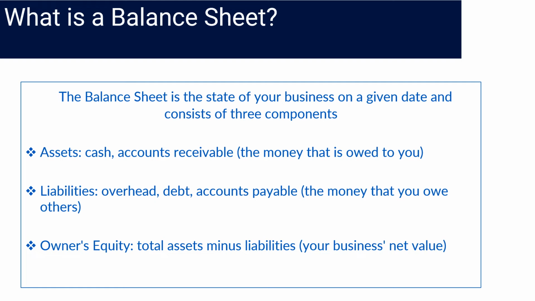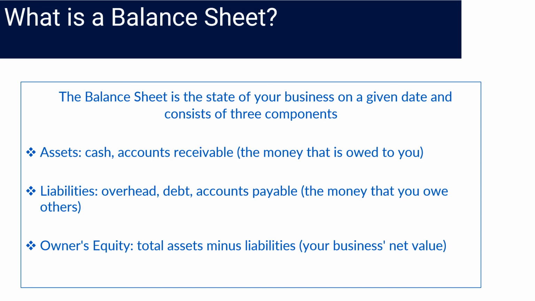Now that we've learned about the P&L statement, let's talk about balance sheets. Where the P&L is showing the performance of the business over a period of time, such as a year, quarter, or month, the balance sheet just focuses on the state of your business on a given date. The balance sheet has three components: assets, that's your cash, accounts receivable, any money that's owed to you; liabilities, that's your overhead, debt, accounts payable, any money that you owe others; and owner's equity, your total assets minus your liabilities, or your net value. The balance sheet lets you know how healthy your business is since it shows you a picture of revenue, debt, and how much money you're taking out of the business.